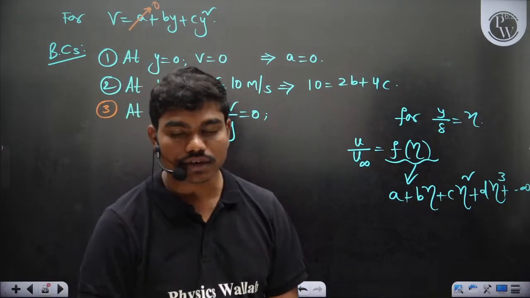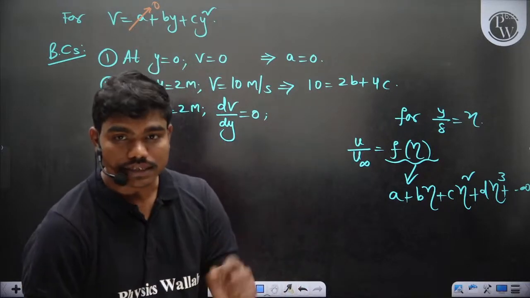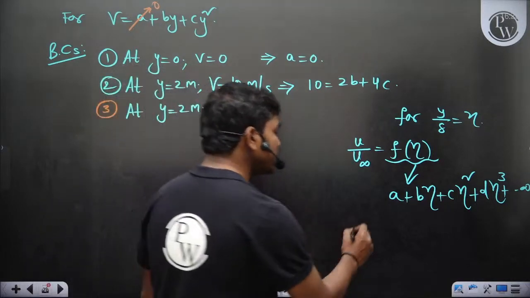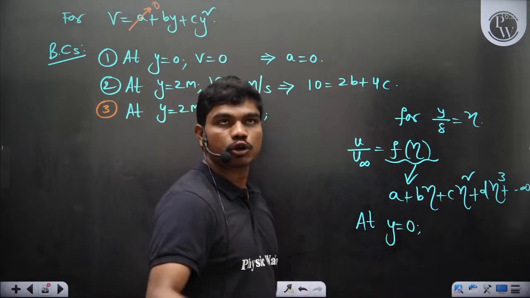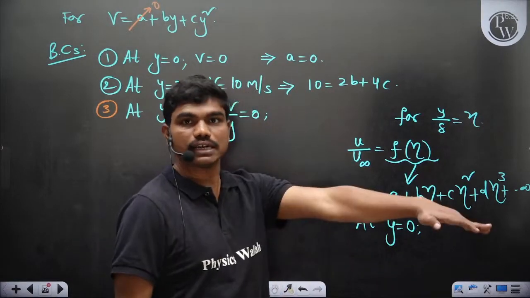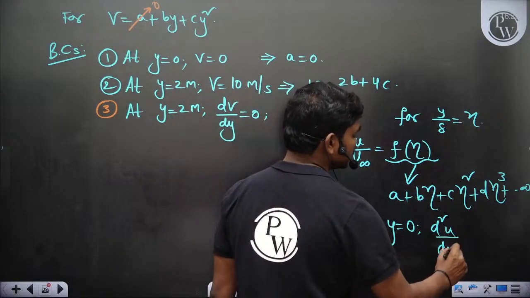Nidhi has answered. At y equal to 2, du by dy is 0. That's the 3rd condition. Yeah, correct. D square u by dy square. Fantastic. At y equal to 0, the du by dy value is the maximum out of all the locations because the tangent is perfectly perpendicular. So d square u by dy square is equal to 0.